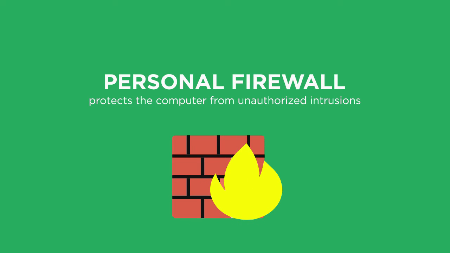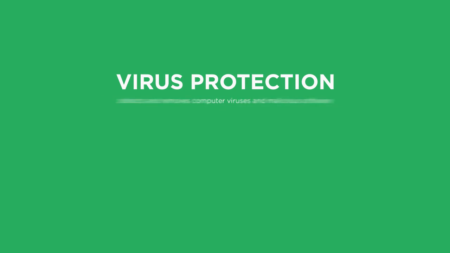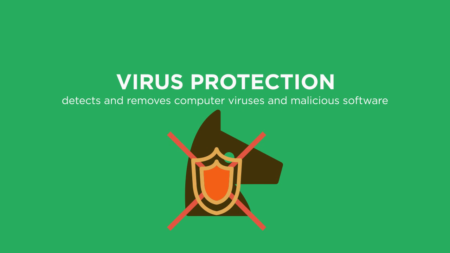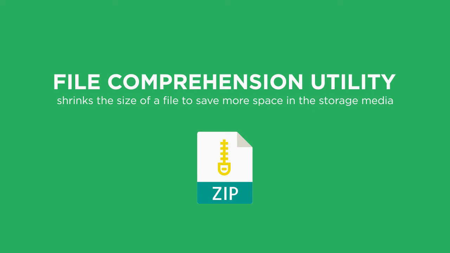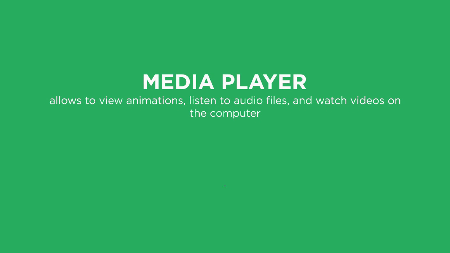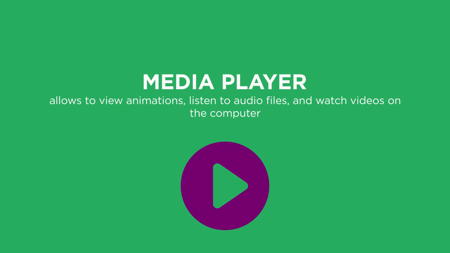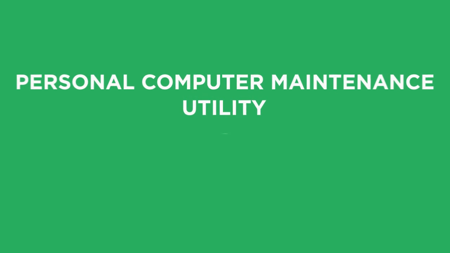A personal firewall protects the computer from unauthorized intrusions. A virus protection detects and removes computer viruses and malicious software. A file compression utility shrinks the size of a file to save more space in the storage media. A media player allows users to view animations, listen to audio files, and watch videos on the computer.